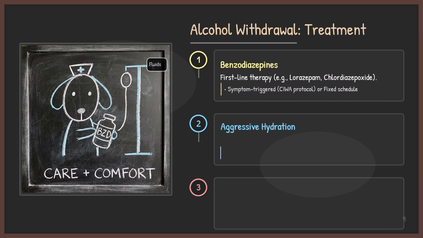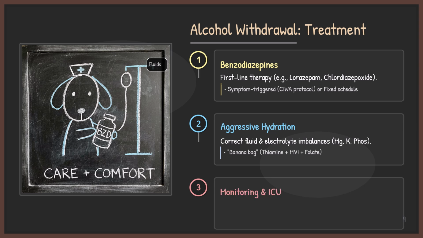We want to treat them with aggressive hydration, correct fluid electrolyte imbalances. We want to give that thiamine. We want to give folate. And we need to monitor them closely and put them in the ICU if we're really, really worried about withdrawals. Continuing to monitor those vitals. Again, DTs can have tachycardia. It can have hypertension. So if you start to see those numbers increase, you start really worrying about DTs.